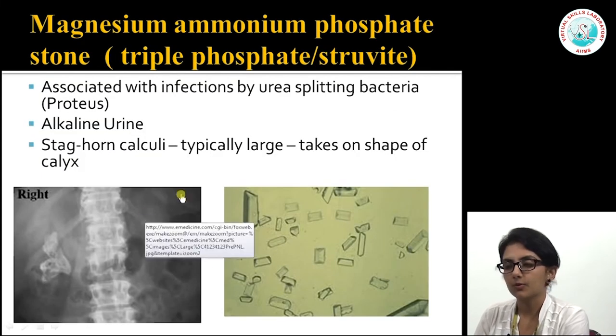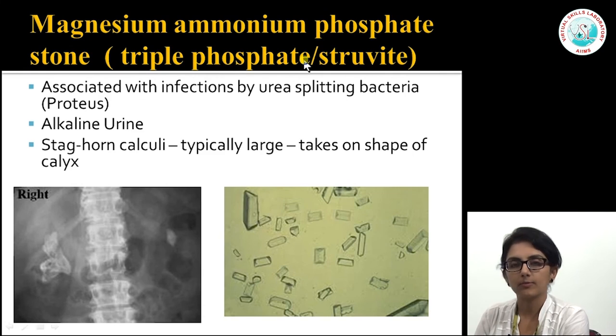The next type of stone is a triple phosphate, the magnesium ammonium phosphate, or what is also called the struvite stone. As I discussed, this is more common in alkaline pH, and therefore in urine when there is an infection with Proteus, which is a urea-splitting bacteria, which produces large amounts of ammonia and alkalinizes the urine. Patients do commonly get triple phosphate stones. And classically on radiology, they're described as staghorn. They're typically large and they take the shape of the calyx, as you can see here.